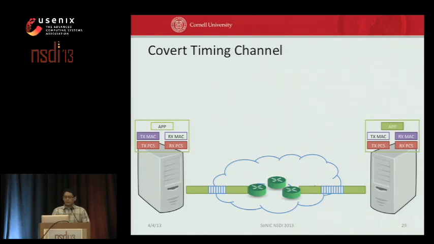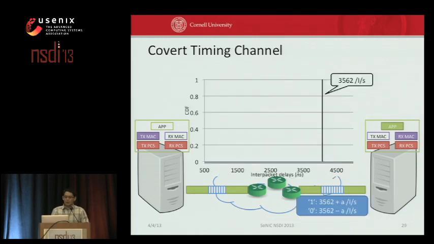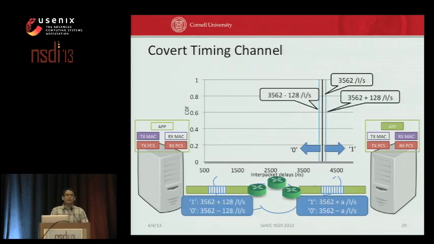Let me be more specific. In order to create a timing channel, at the receiving end, we considered interpacket gaps larger than 3,562 idle characters as signal 1, and less than that value as signal 0. And in order to create that timing channel, we modulated interpacket gaps by adding or subtracting 128 idle characters, which is about 100 nanoseconds.